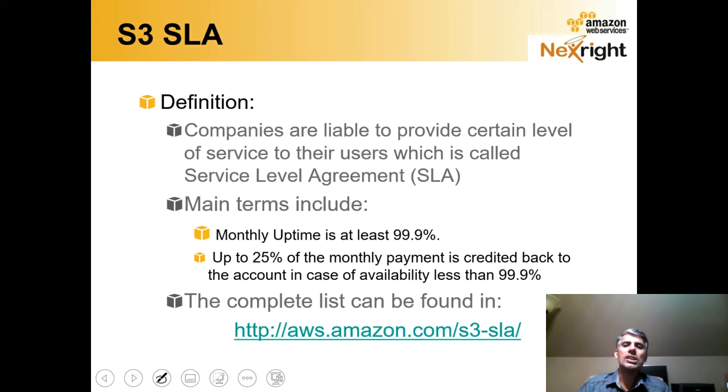All right, so Amazon services come with an SLA, service level agreement. With a service level agreement, they guarantee some level of quality to their users. For example, in case of S3, they guarantee that they provide 99.9% uptime for their storage service, and up to 25% of the monthly payment is credited back to you in case that SLA is not respected.